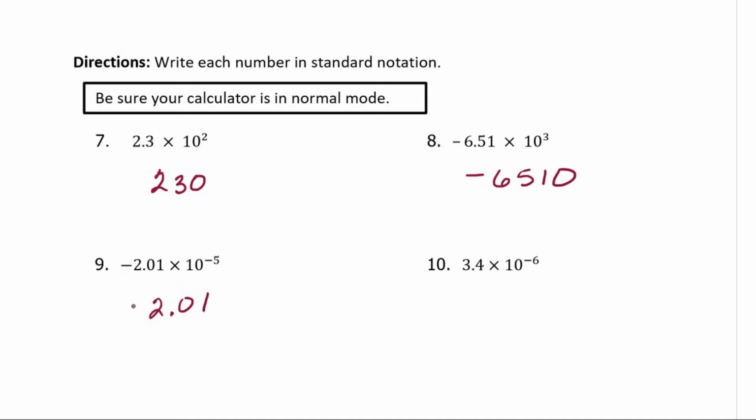I know that I'm going to have zeros up in front of this number, so I'm going to put some zeros in here. I want to move this decimal 5 places. 1, 2, 3, 4, 5, right here. So my answer is going to be negative 0.0000201. Make that decimal a little bit bigger.